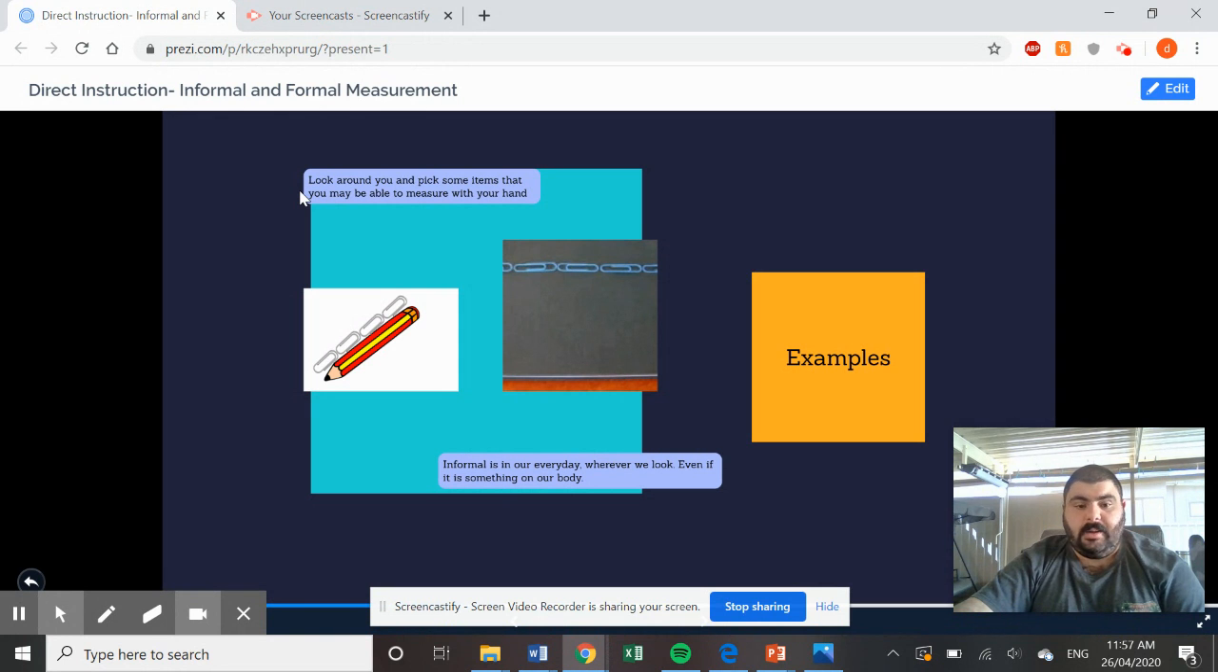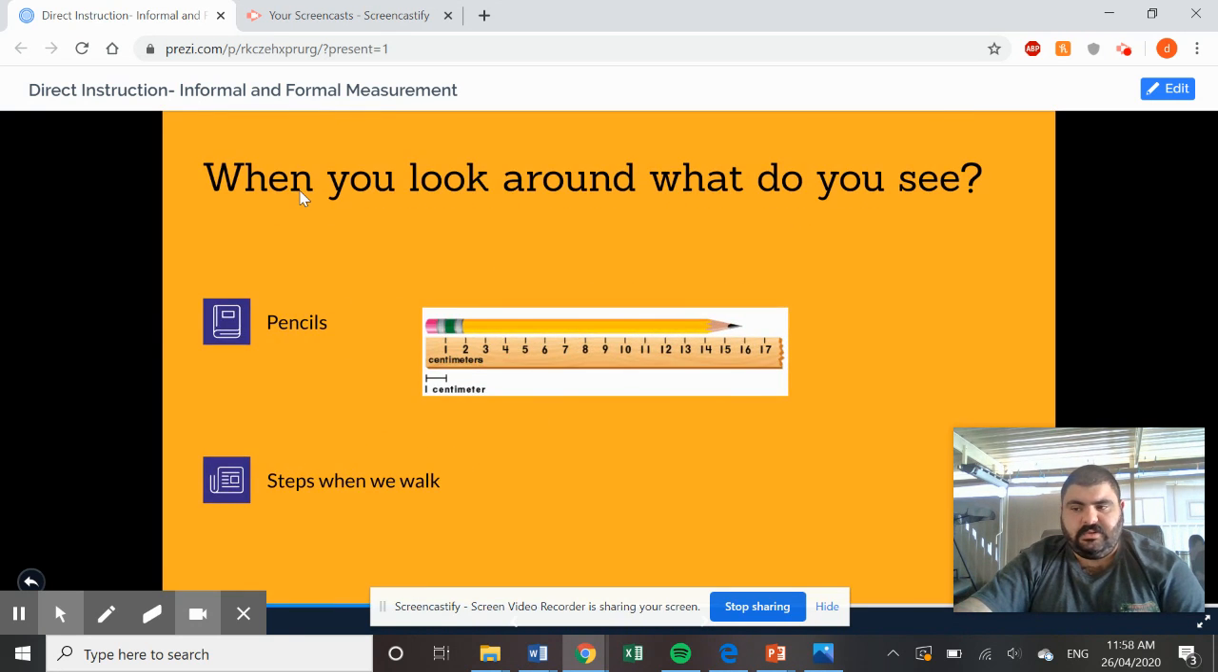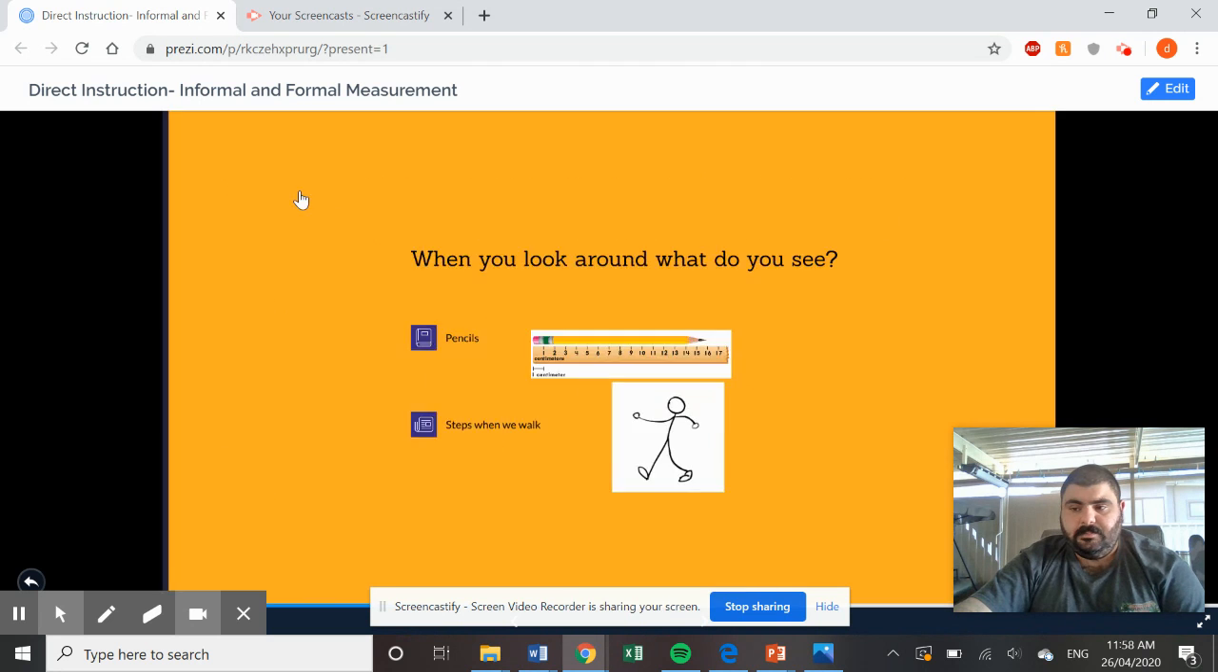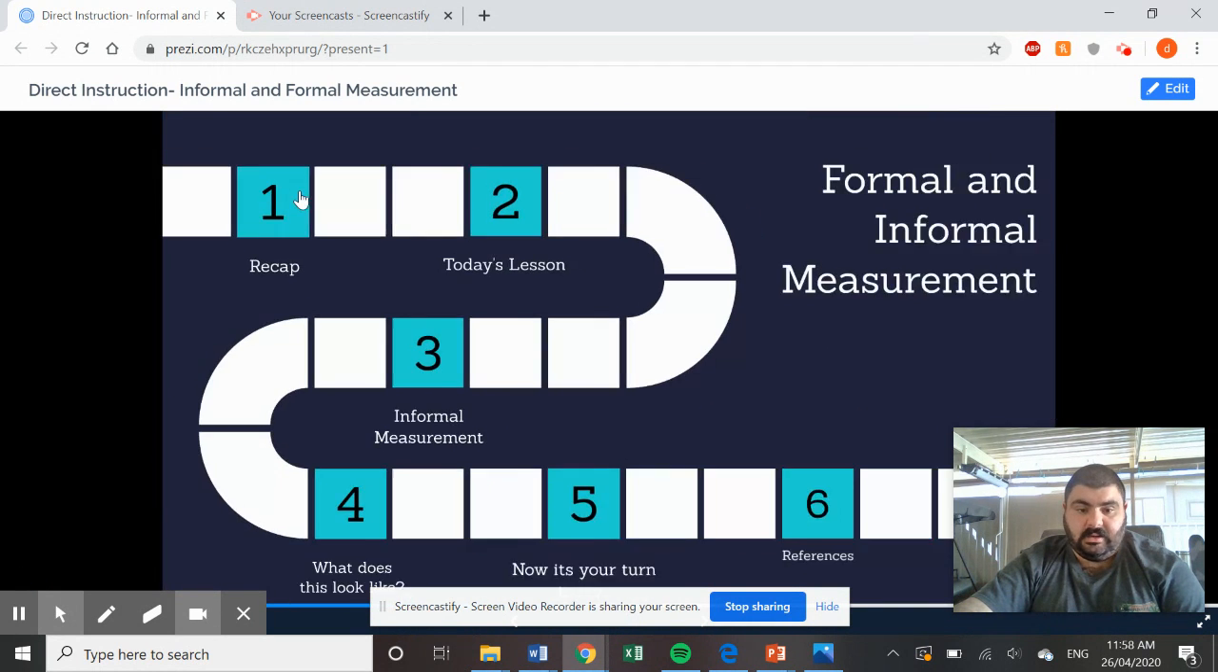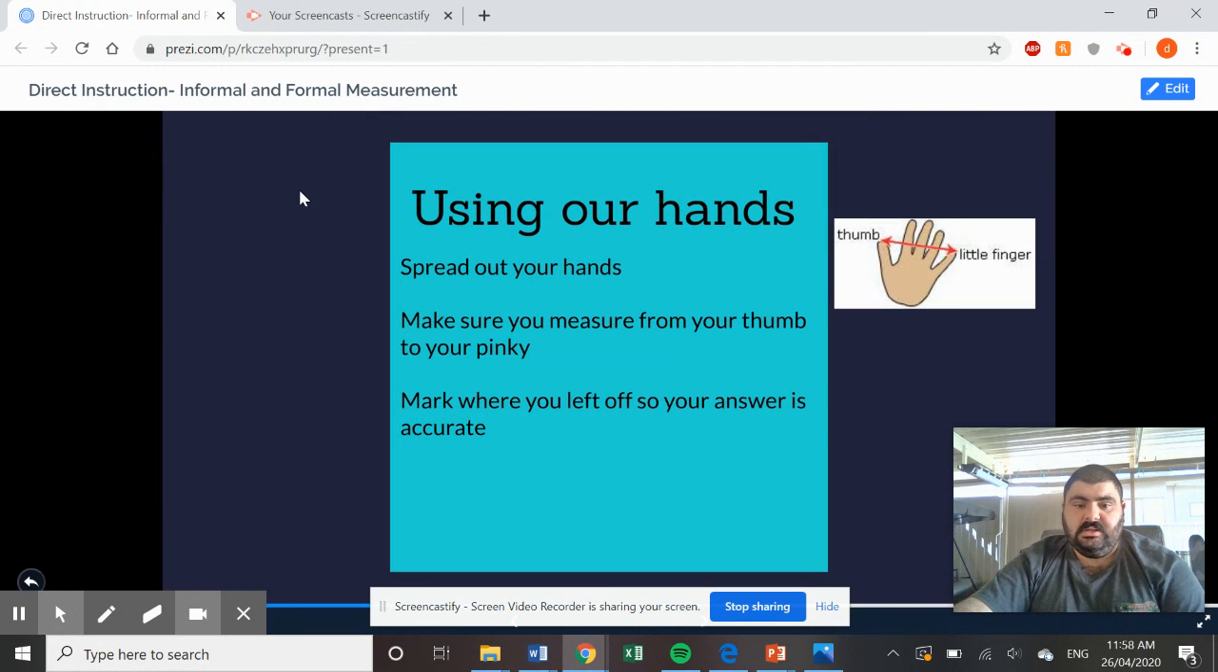These two pictures show how paper clips can be used to measure things in an informal way. We see that it takes 4 paper clips to measure the pencil and more than 4 paper clips to measure your desk at home. This means being informal. Other examples we see every day can include pencils and how we walk and cover a room with our steps. Today we will be focusing on our hand to measure objects.